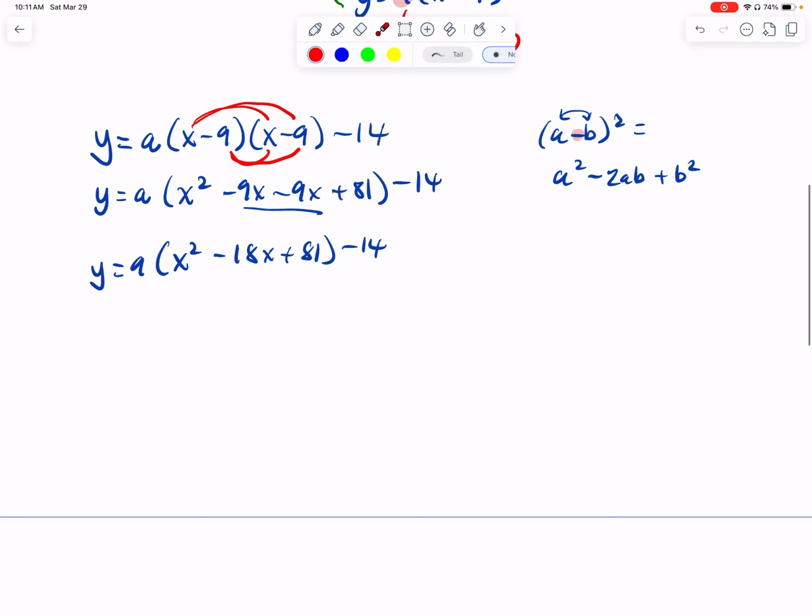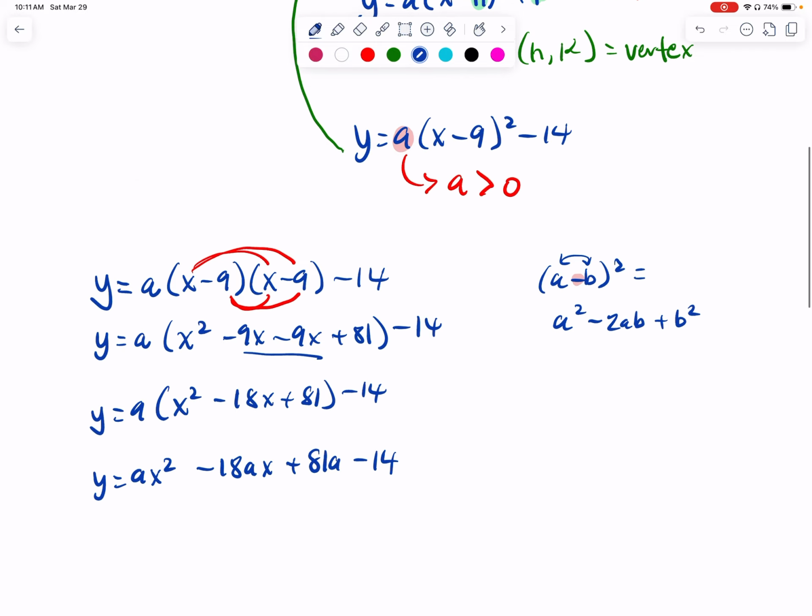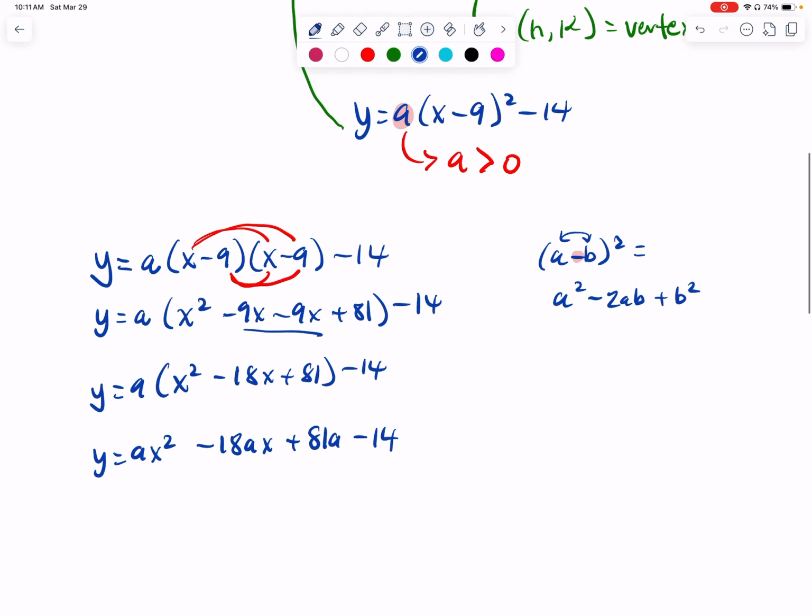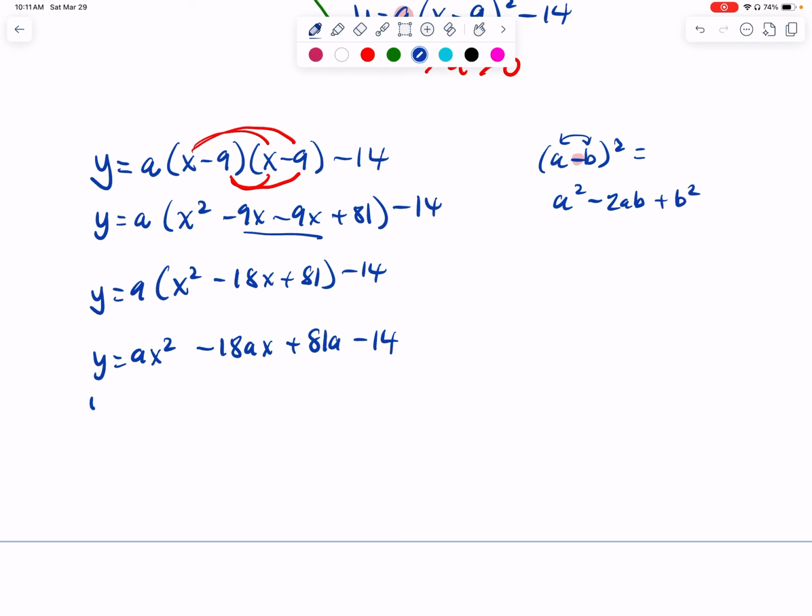Anyway, I'm going to now distribute the a through the parentheses. So I have y is equal to ax squared minus 18ax plus 81a, and then I still have my 14. Now there's no other like terms for us to combine up. So now what we're going to do is compare this to the standard form. We're just going to write it right underneath it.